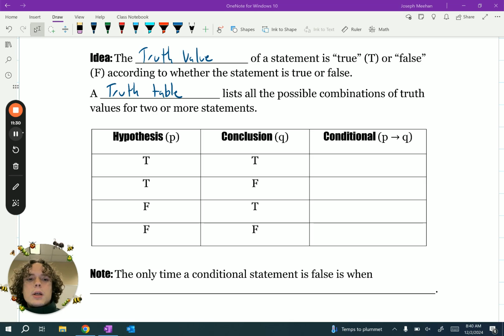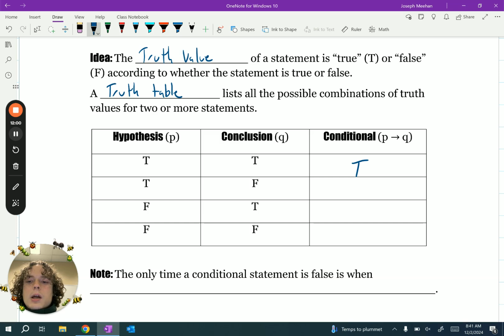Remember, the conditional is an if-then statement. If P, then Q, right? And we're going to determine if the conditional is true based on what the hypothesis and the conclusion are. So in the first line, the hypothesis is true, the conclusion is true. So that means the conditional, you might be able to guess, is true. We're just going to write a T. Remember, hypothesis is P, conclusion is Q, conditional is if P, then Q.